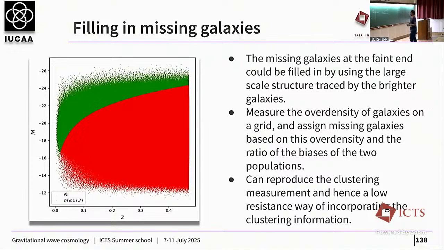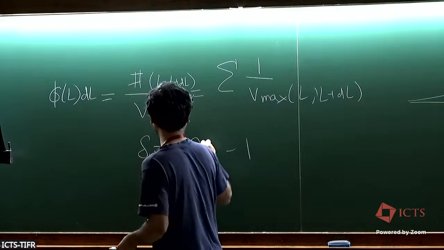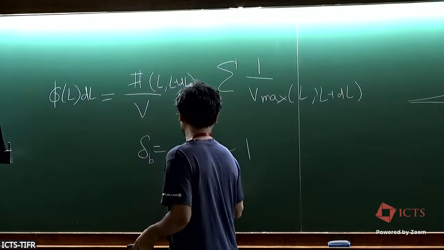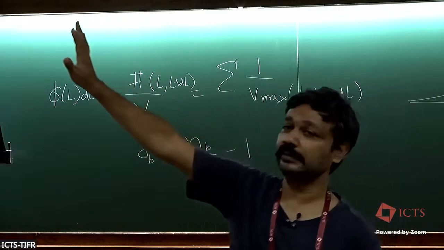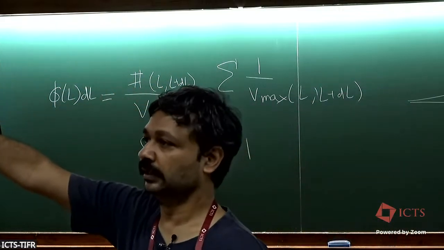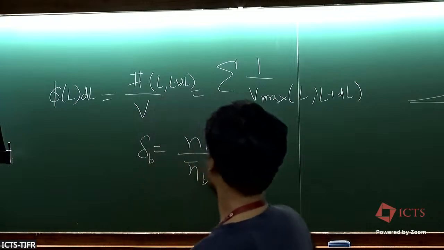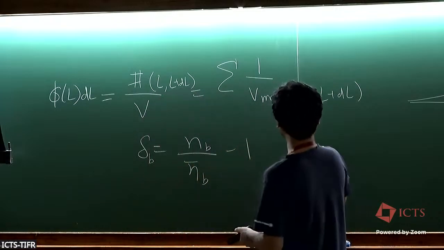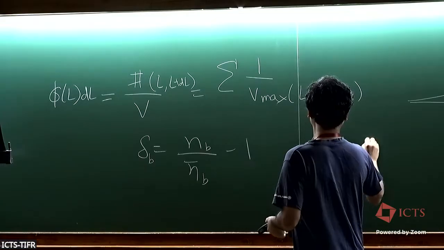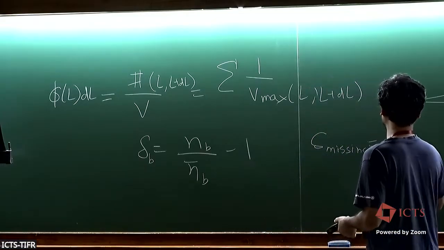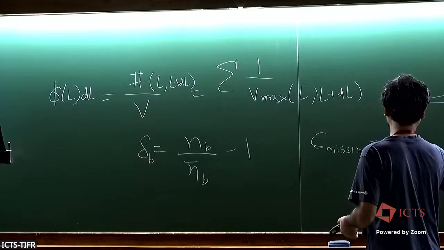So how does that work? What I will do is, I will measure the delta bright of these bright galaxies in a given location of the sky. Now this delta bright and similarly delta missing, which is n missing divided by n bar minus 1.